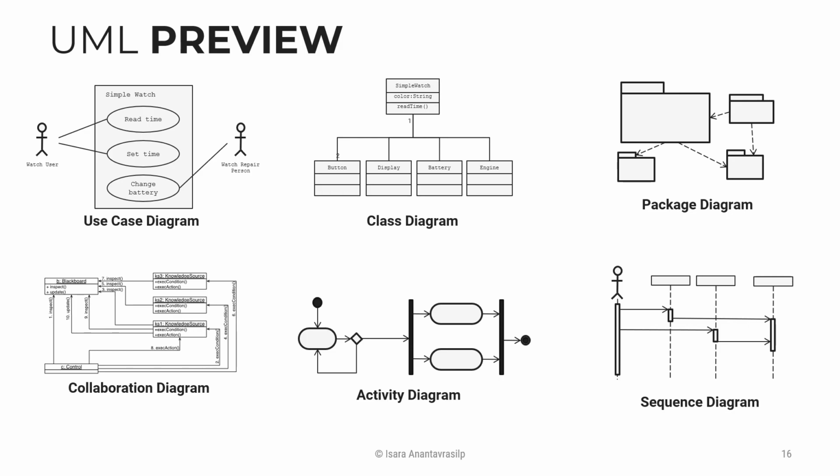Right. Okay, so these are the examples. A use case diagram is used to describe what the system can do, all right, from the perspective of a user or an actor. For example, this watch user can read the time on the watch, okay, and can set the time. The watch repair person can change the battery, all right. And the class diagram describes the components. This simple watch is composed of 2 buttons, 1 display, 1 battery, and an engine. A package diagram is a group of classes.